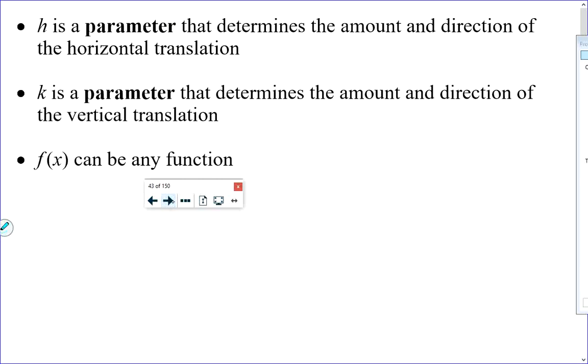So h, whatever h is, it's a number. We call it a parameter. Don't worry about that word just yet. We're going to keep coming back to it. I try to use it in my Math 20 classes with you. And h is the number that tells us about the horizontal change, the horizontal shift. K is another parameter, and it's a number that tells us about the vertical change. And f of x can be any function. So if you know h and you know k, you can tell me what's happened without using a graphing calculator or anything else.